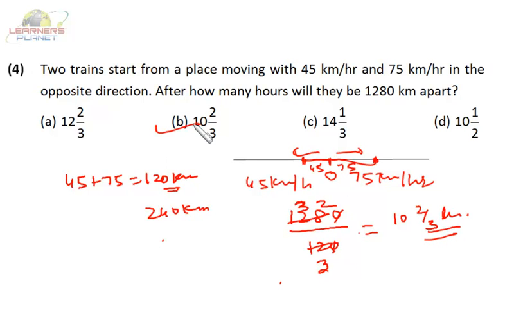I hope you are clear. A very simple concept of relative speed: when two bodies or trains or persons are moving apart in opposite directions, their relative speed is the addition of their speeds. And why it is the addition of their speeds, that we have discussed.